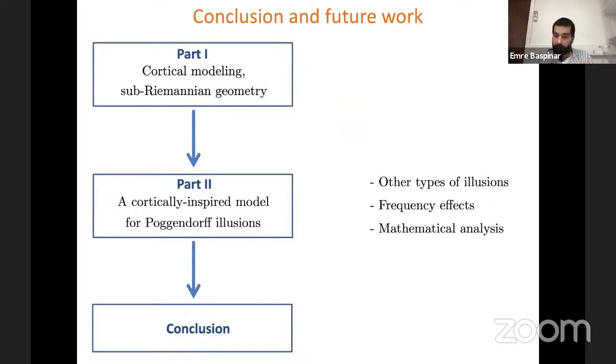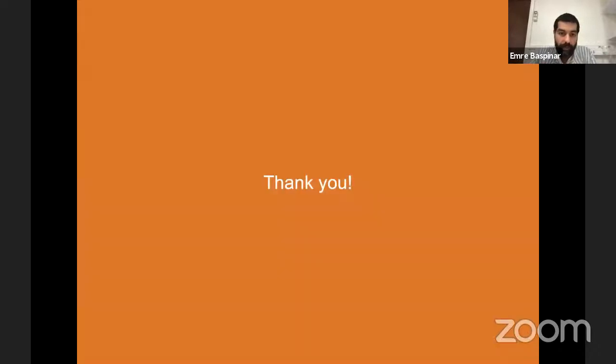We would like to study other illusions, in particular tilt illusions. We would like to also study the spatial frequency effects on these Poggendorff type illusions and also on tilt illusions. And we are actually in the phase of studying bifurcation analysis on these algorithms in order to see which parameter regions produce illusory patterns and which do not. Okay, I think that's all from my side. Thank you. I hope I'm in time.